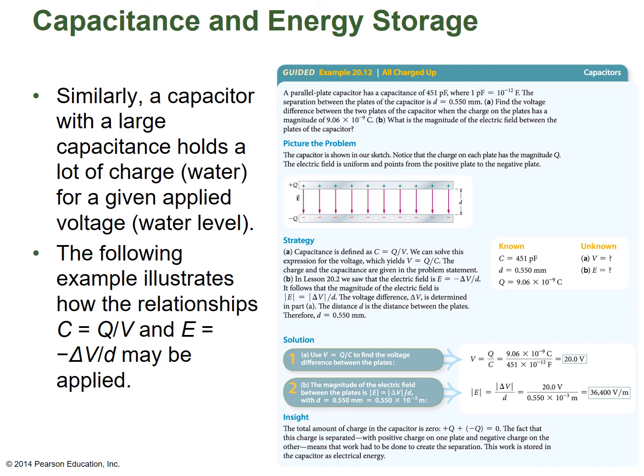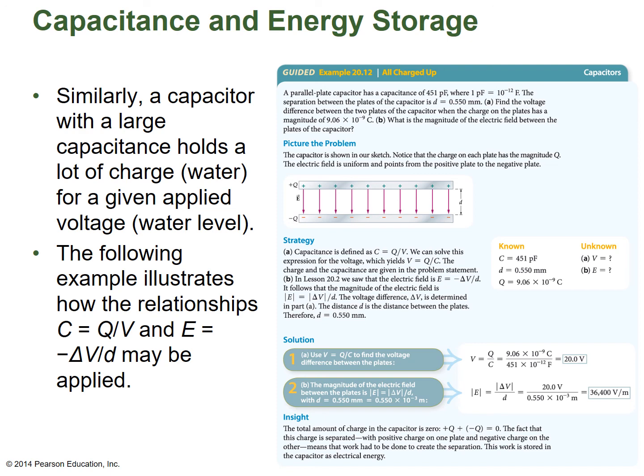Okay, in this figure we have a parallel plate capacitor that has a capacitance of 451 picofarad. 1 picofarad is 10 to minus 12 farad. The separation between the plates of the capacitor is d, 0.55 millimeter, which is 10 to minus 3 meter. Find the voltage difference between the two plates of the capacitor when the charge on the plates has a magnitude of 9.06 times 10 to minus 19 coulomb, which means on the positive plate we have plus 9.06 times 10 to minus 9 coulomb, and on the negative plate we have minus 9.06 times 10 to minus 9 coulomb.